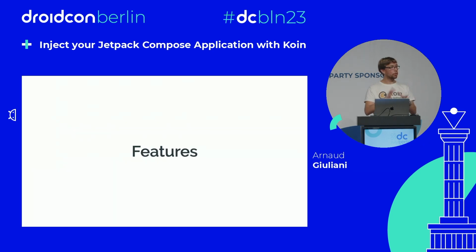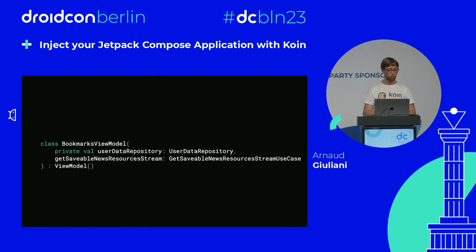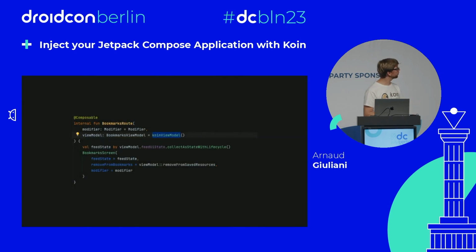We are almost at the end because we are reaching the feature API. For example, we have a bookmark view model to store all the bookmarks. And what you just have to do is use add Koin view model on it. And yeah, it's declared in your components.